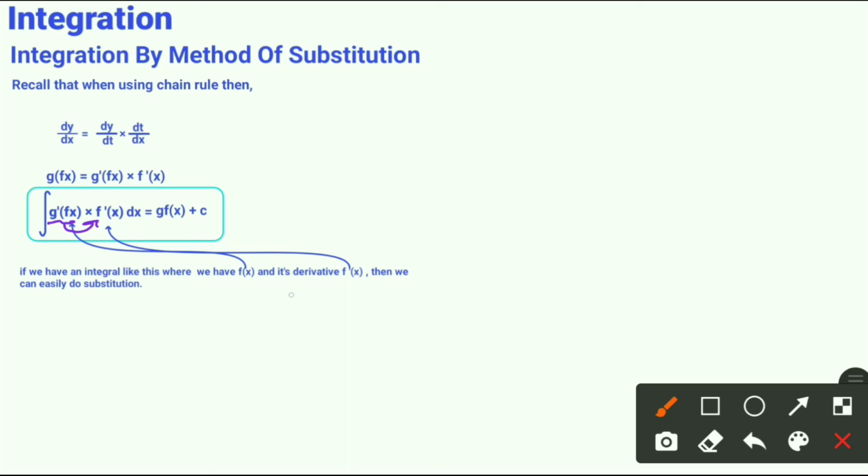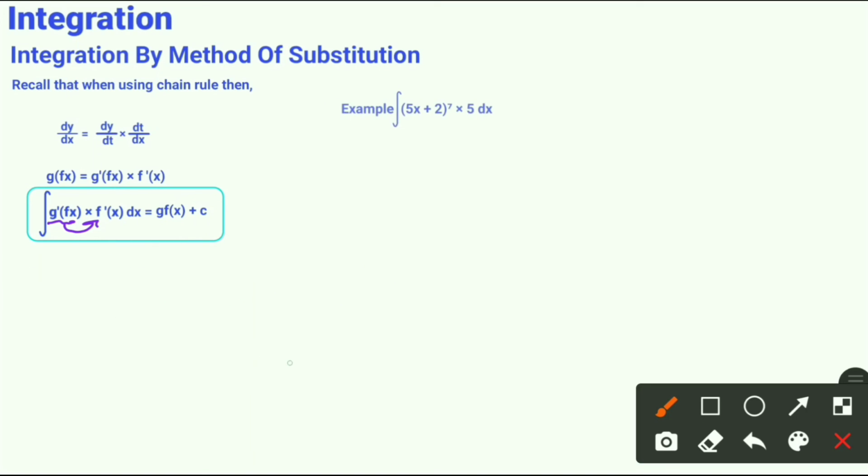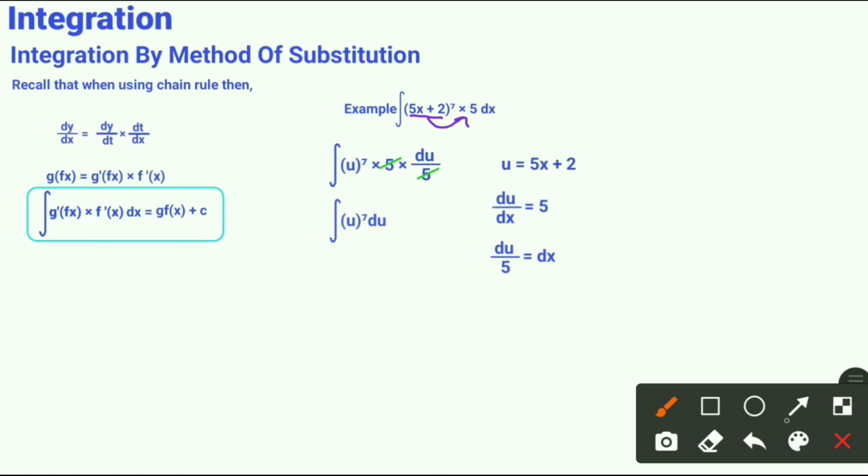If we have an integral like this, where we have f of x and its derivative, then we can easily do substitution. Example like this. Okay, so we have the integral which is this.